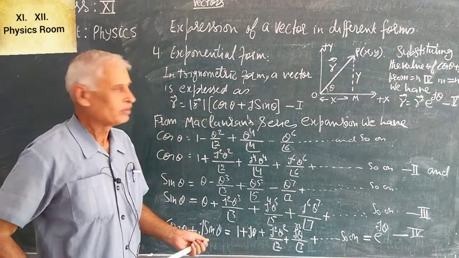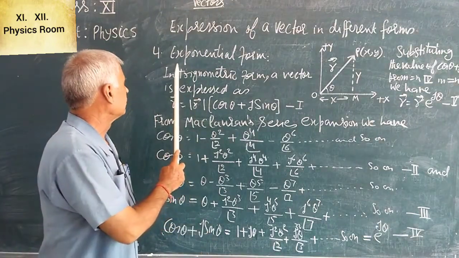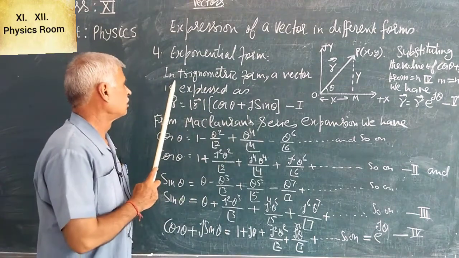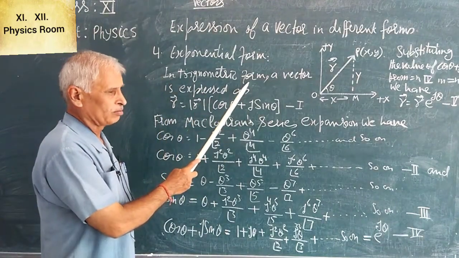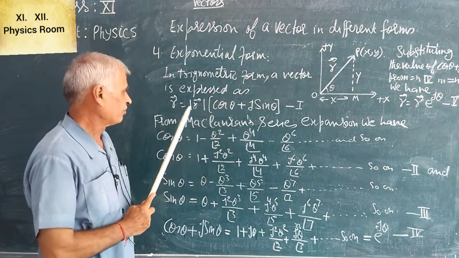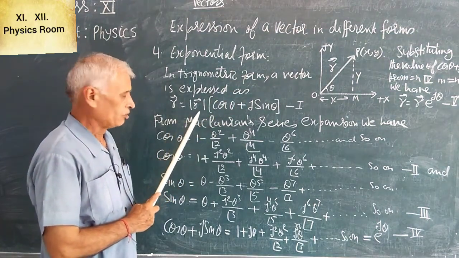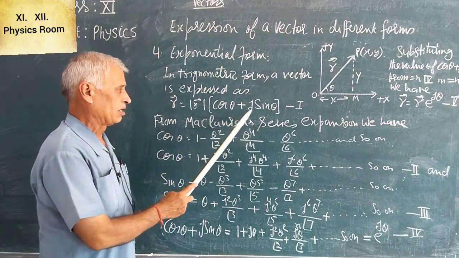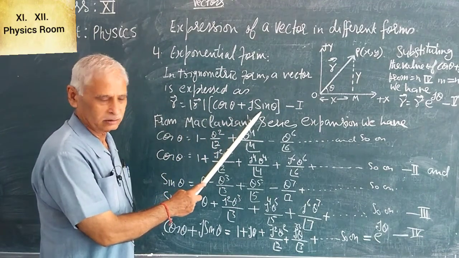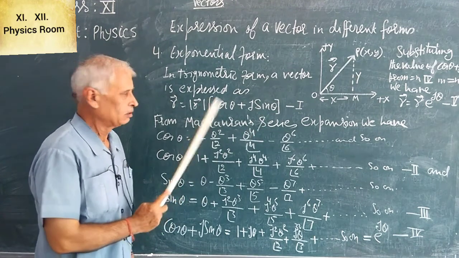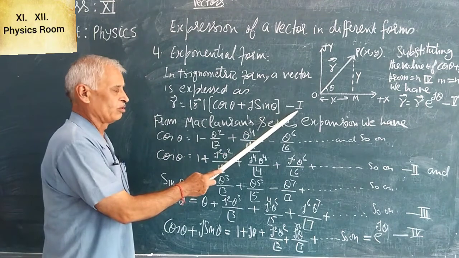Let us take up the expression of a vector in exponential form. It is our objective now. In trigonometric form, a vector is expressed as vector r is equal to mod r (cos theta plus j sin theta) within bracket. Let us mark it as equation 1.